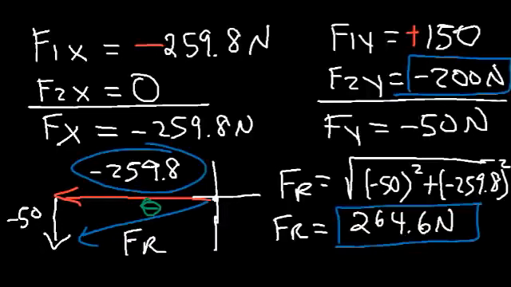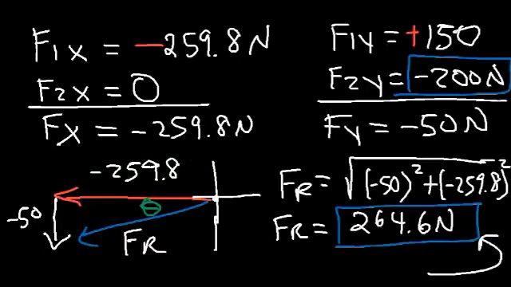For this equation, when one of the values is significantly larger than the other, the resultant force is going to be approximately equal to the larger value. So notice that it's very close to 260, because 50 squared is much smaller than 260 squared. So that's why the final answer is very close to 260. So that's the magnitude of the resultant force.